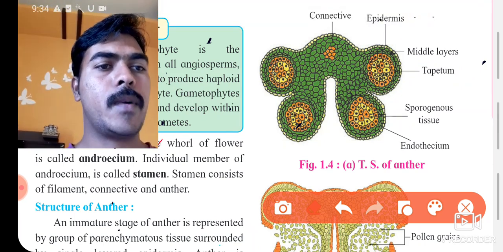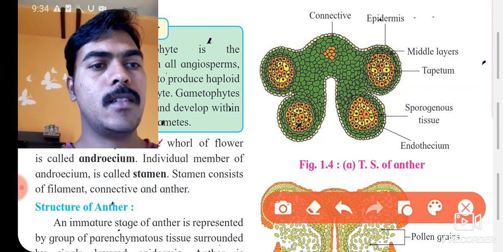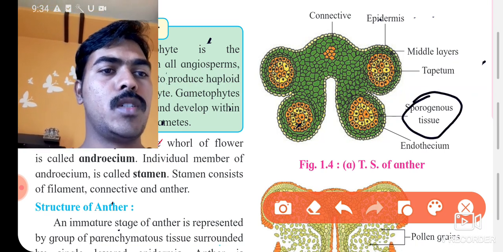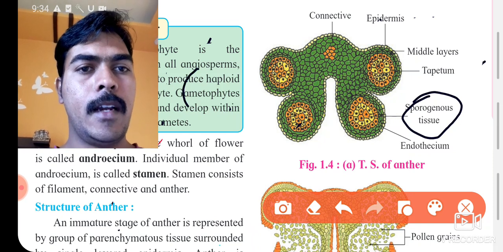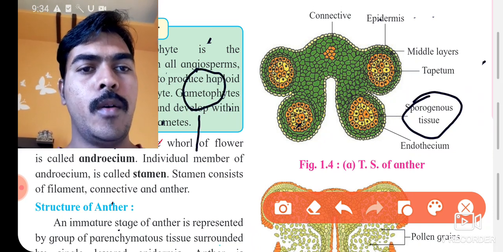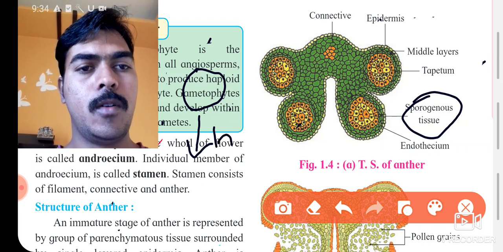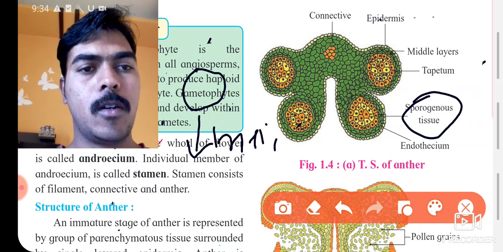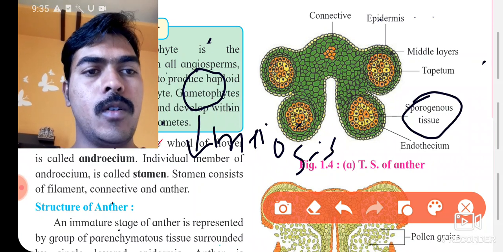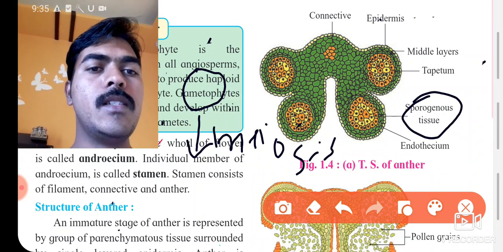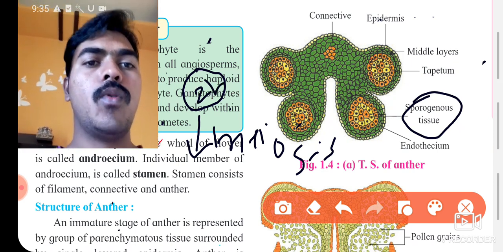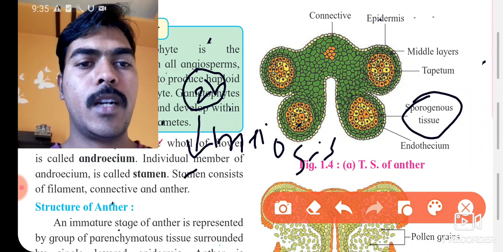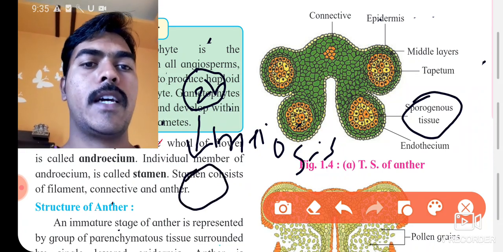These cells present in the sporogenous tissue. See, this is sporogenous tissue which contain pollen mother cells. So this pollen mother cell, it undergo meiosis. Okay. So meiosis की वजह से क्या होता है? This diploid pollen mother cell convert into haploid pollen grain.